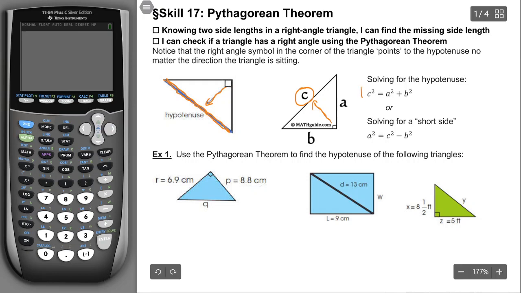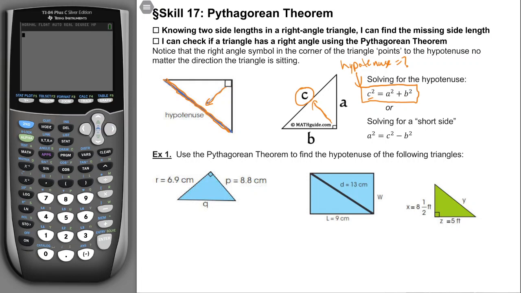And this gives us our sort of straightforward formula here. And this is the formula you're going to use when you don't know C. So when you don't know your hypotenuse, you're going to use the C squared equals A squared plus B squared formula. So let's jump right into an example.